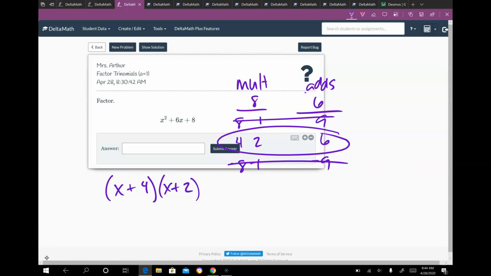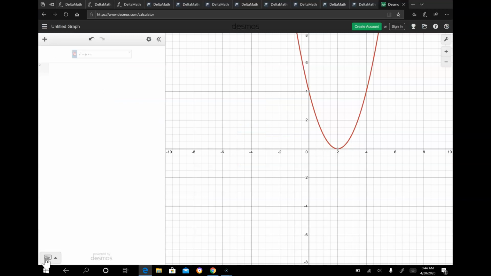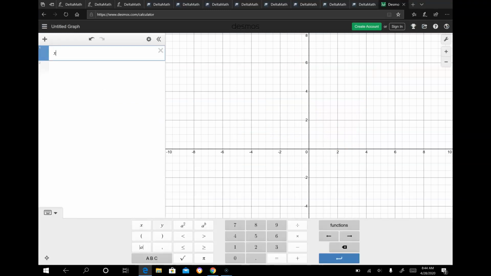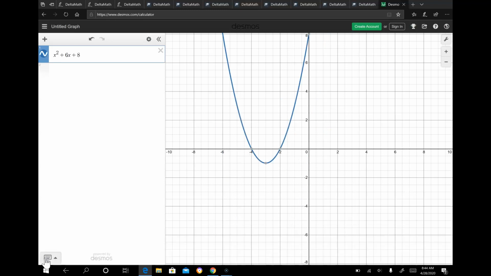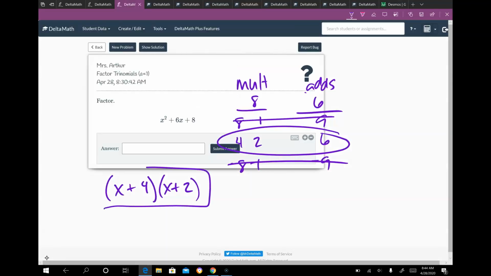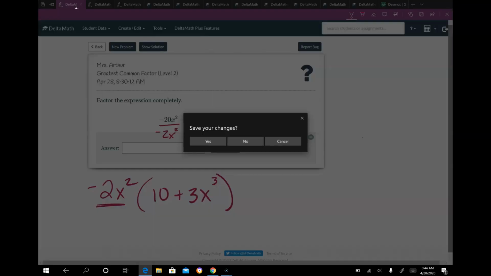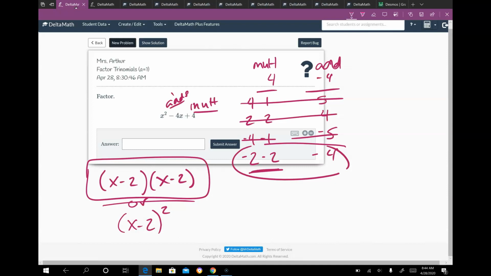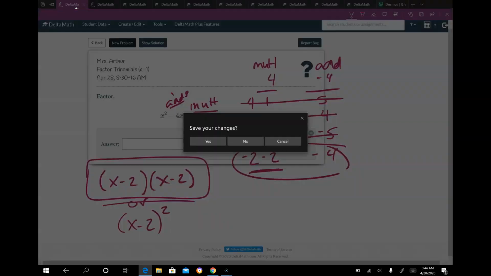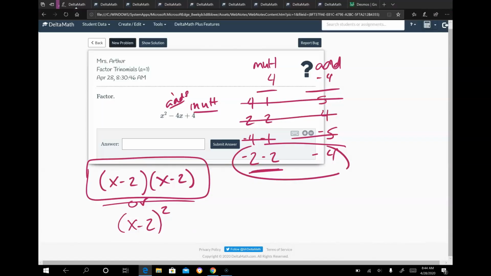Let's check the graph. x squared plus 6x plus 8. Looky there. x plus 4. x plus 2. Is that what we got? x plus 4, x plus 2. All right, so Desmos can help you out. It can help you out with a few of them, not all of them.